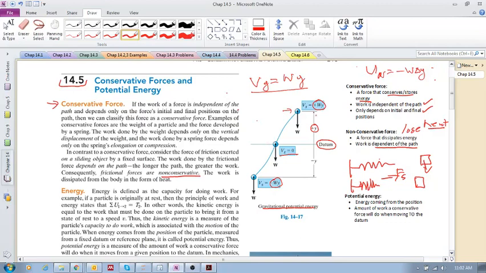I'm going to repeat that. If there's positive potential energy, then the weight can do positive work to bring it to the datum. If there's negative potential energy, then the weight has to do negative work. Positive potential energy, positive work to the datum. Negative potential energy, negative work to bring the particle to the datum. Okay? See you in the next one.